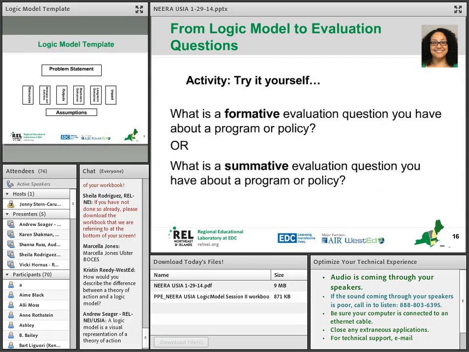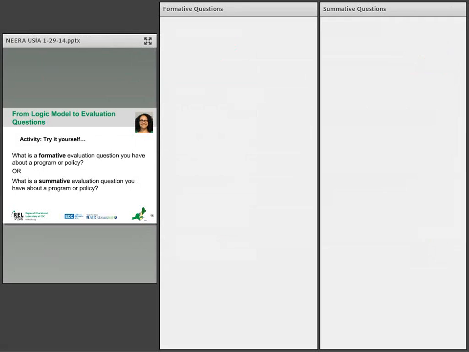So here, again, we're going to do another activity that you're going to be entering in the chat pod. You're going to be developing your own formative or summative evaluation question. So I want you to think about your own program or policy and what may be a good formative question or what may be a good summative evaluation question. As you can see on top of the poll, there are a couple of examples.